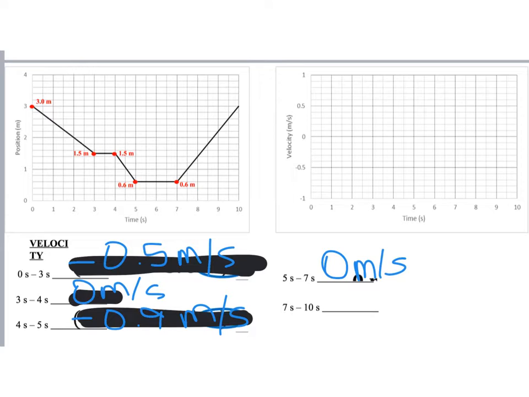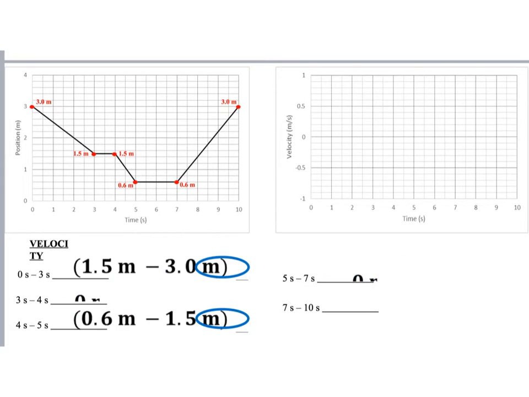So the object was moving in the negative direction for 3 seconds, then it stopped for a second, then moved back in the negative direction for 1 more second, then stopped for 2 seconds. And now we'll see what happens next.